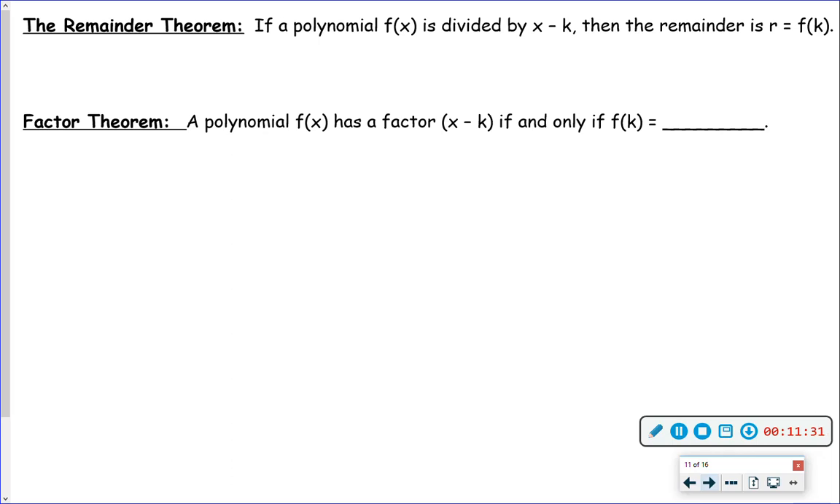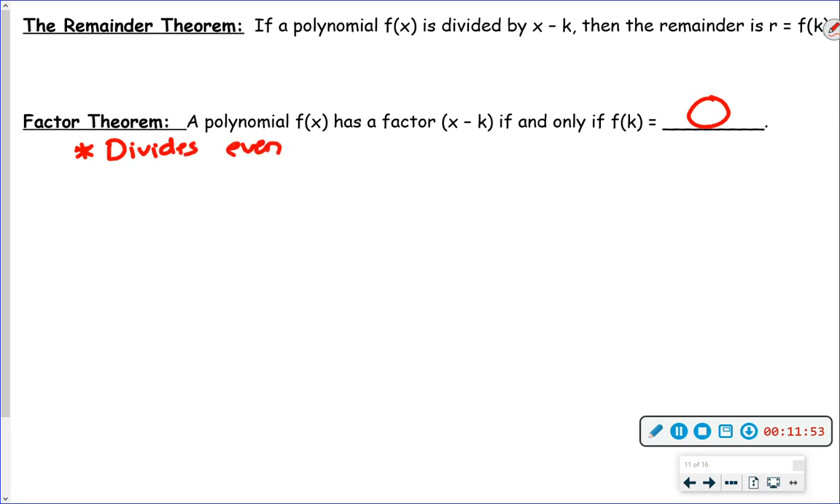Okay, remainder theorem. If a polynomial is divided by x minus k, then the remainder is r equals f of k. We're going to get into that in a minute. Factor theorem. Polynomial has a factor, x minus k, if and only if f of k equals 0. So that, of course, means that it divides into there evenly.